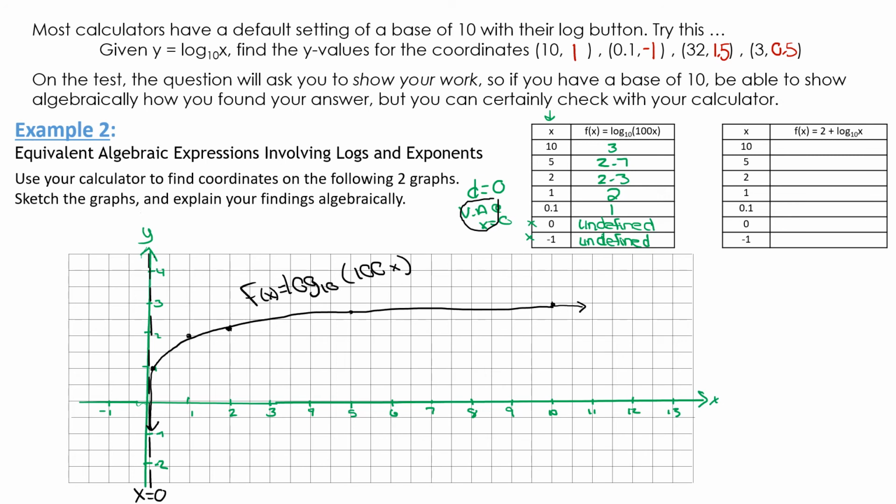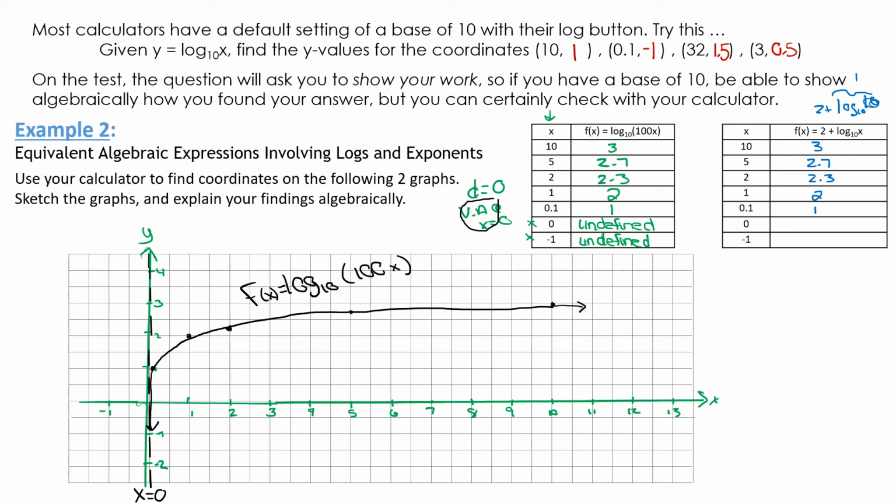Next chart, get out your calculator again. I'll switch colors. This time you're going to put in a 10. So what you're subbing into your calculator is 2 plus log base 10 of 10. You probably have to do the log first on your calculator. Log base 10 of 10, of course, is 1. So 2 plus 1 is a 3. Now you do the 5, and you'll get 2.7. Sub in a 2, and you get 2.3. Sub in a 1, this is a 2. Sub in 0.1, you get 1.